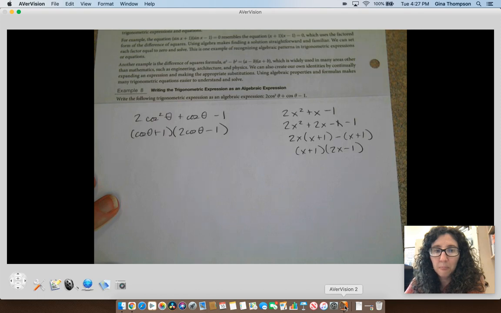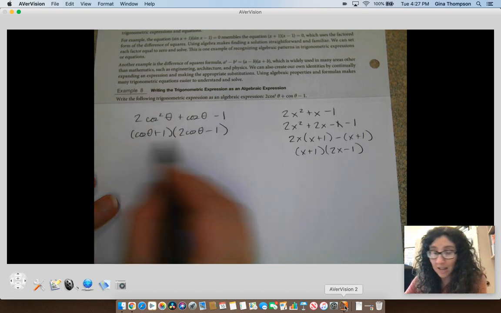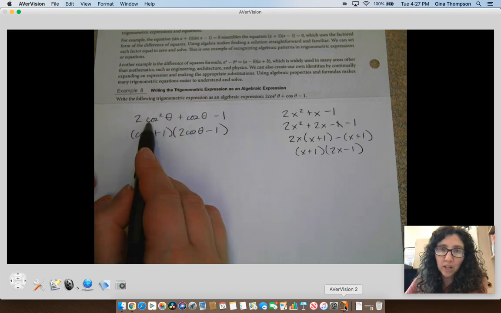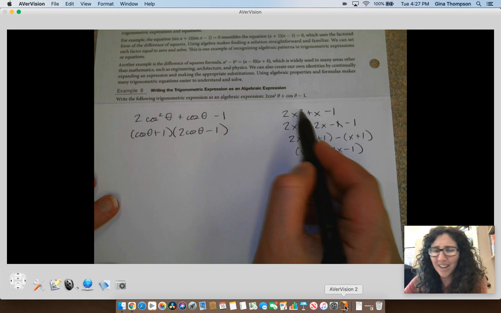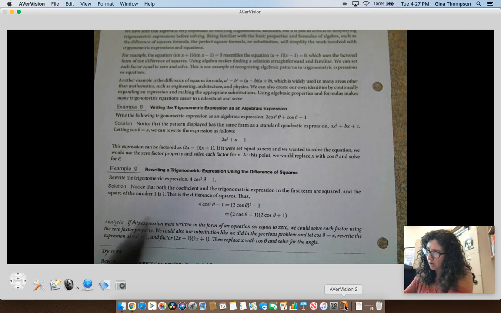Okay? And you can always check, right? You can multiply it out, make sure that you get the same thing. That's what this is asking us to do, to treat this algebraically. Even though we have these complicated looking trig expressions, let's just think, what if we just had an x instead? How could I algebraically simplify this? All right, let's look at this next one.